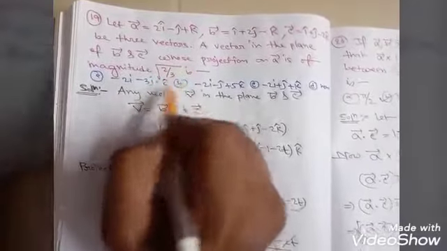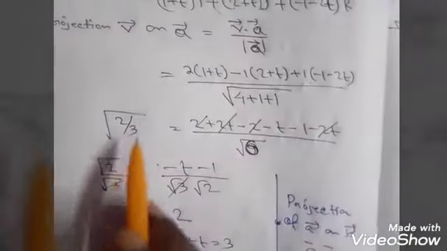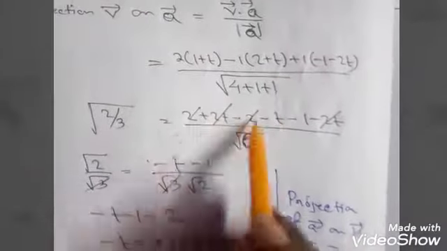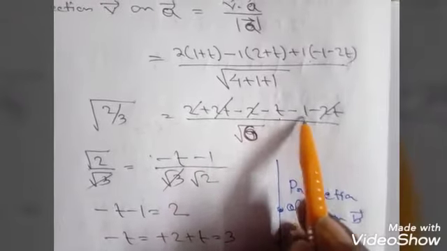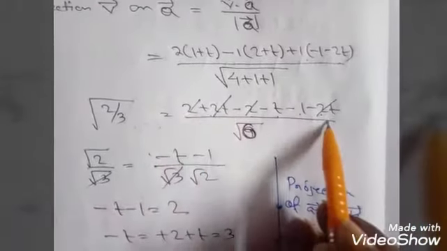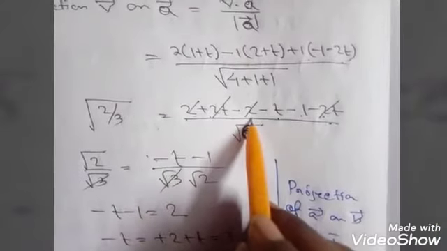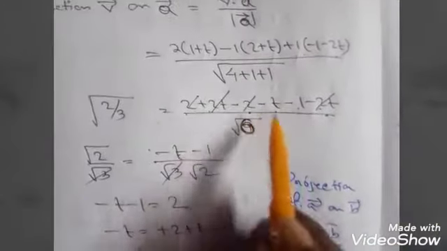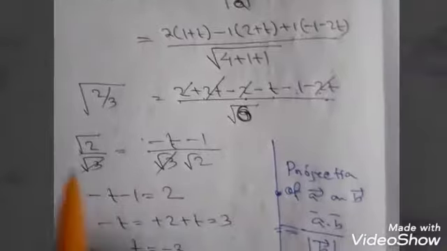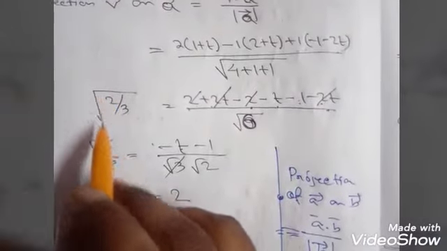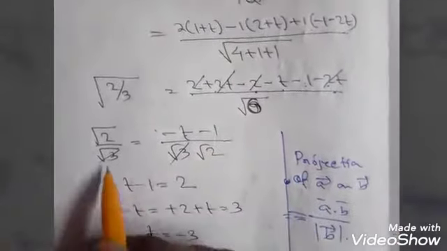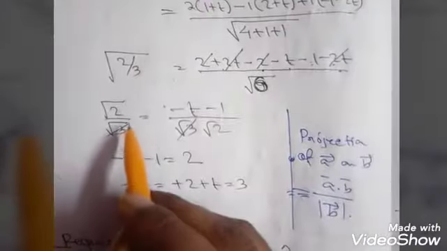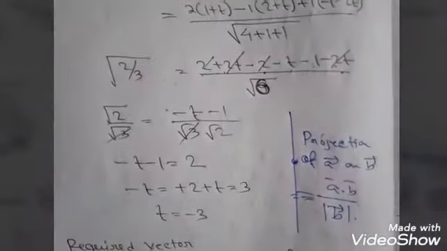It is given in our question. So if we put it, root over 2 by 3 equals, now if we calculate, 2 plus 2t minus 2 minus t minus 1 minus 2t. So plus 2t minus 2t cancel out, plus 2 minus 2 cancel out. So minus t minus 1. Now if we separate it, under square root 2 by 3, so root 2 by root 3. Similarly root 6 we can separate, root 3 into root 2 in product form. Why have we put it in product form? So we can cancel it. Root 3 cancels out.